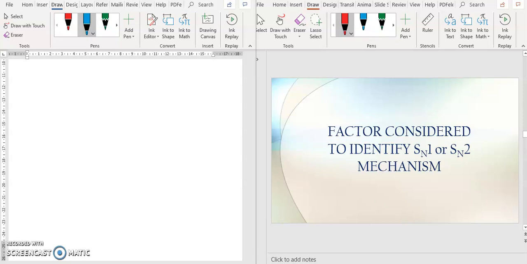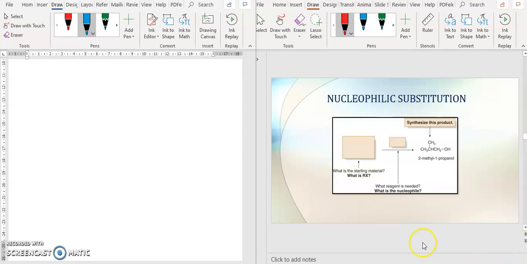So, as a conclusion, there are several factors that you have to consider to identify whether the reaction undergoes an SN1 or SN2 mechanism. Basically, you have to identify what your Rx is, like I showed you before. What is your reagent? Is it a strong nucleophile or a weak nucleophile? And then what is your synthesized product?